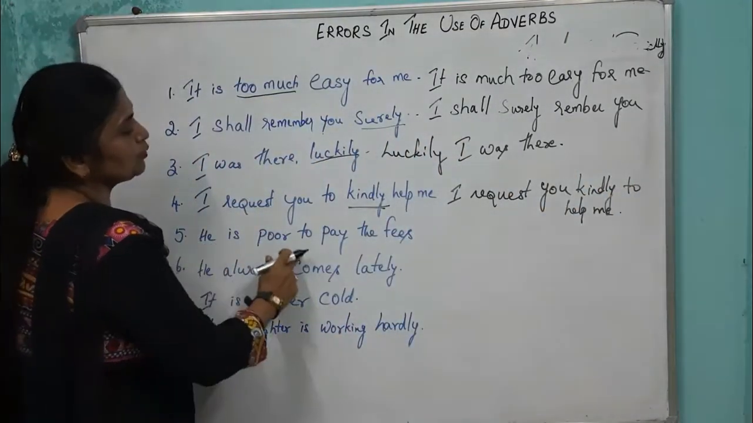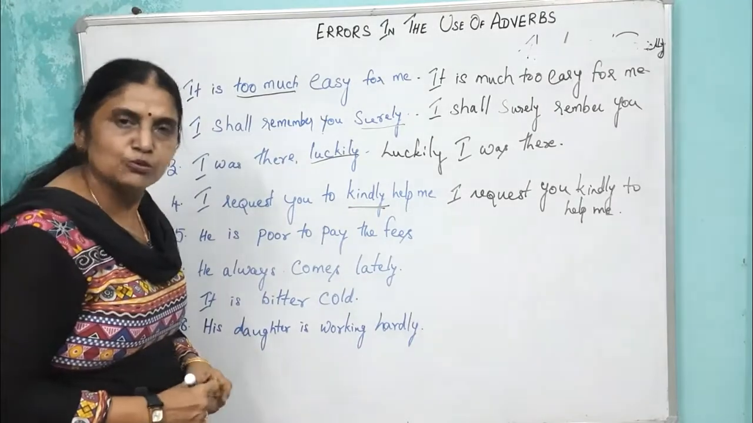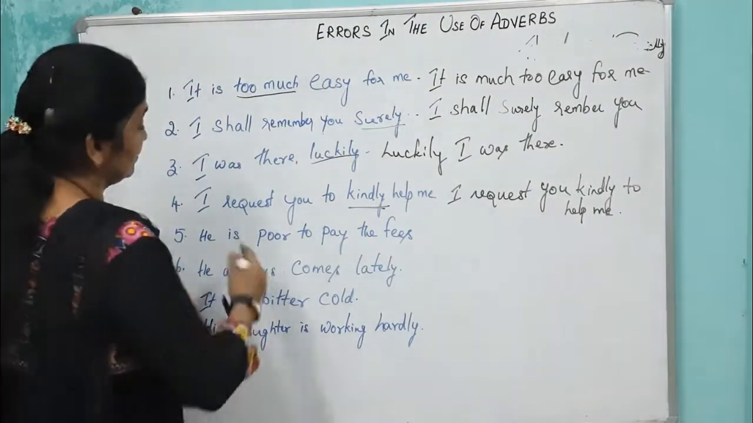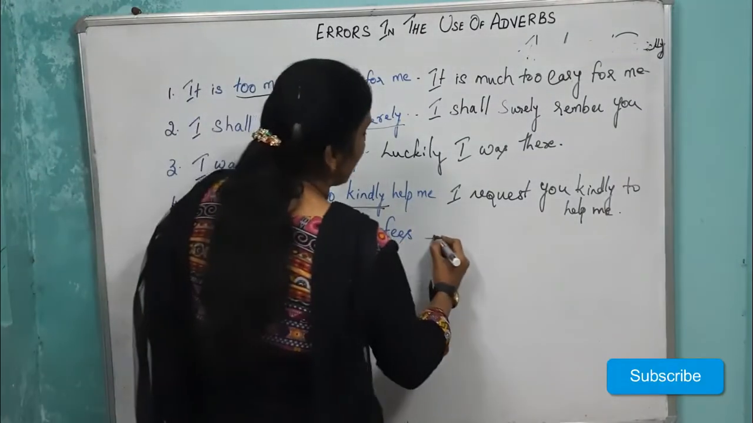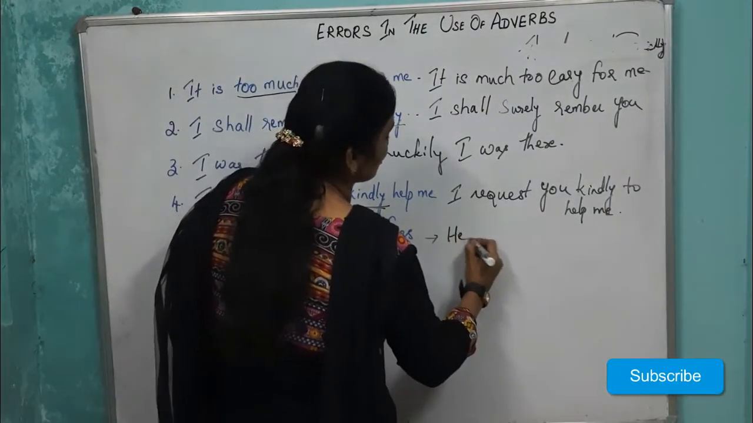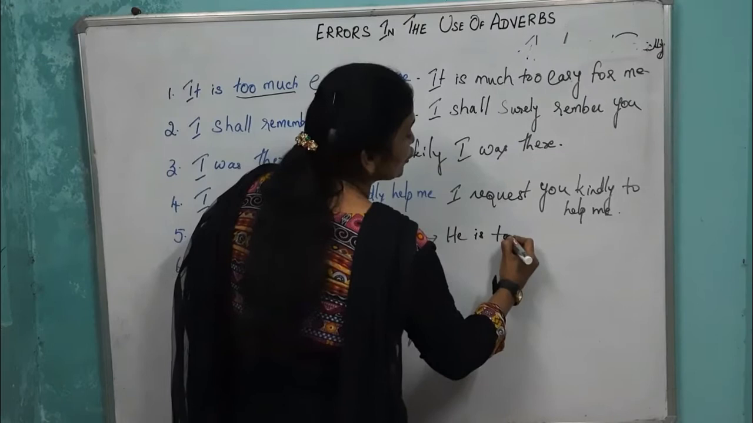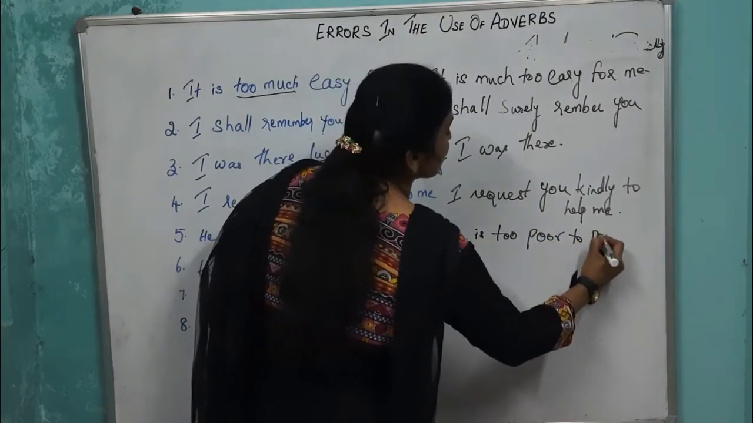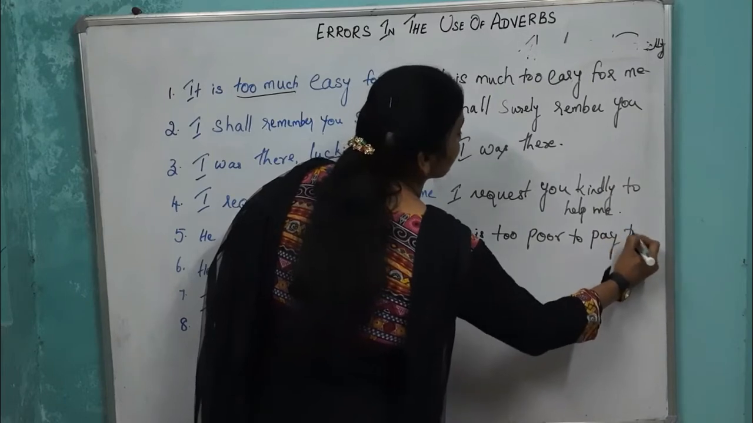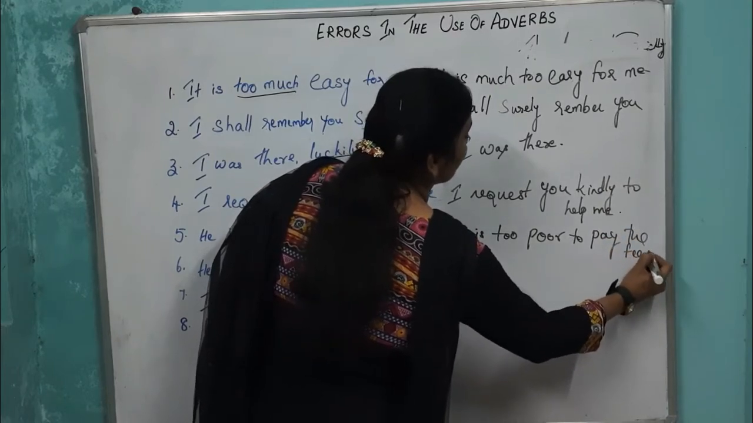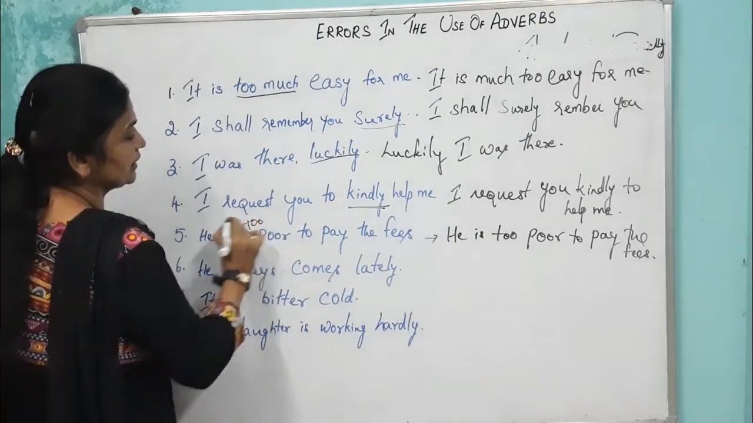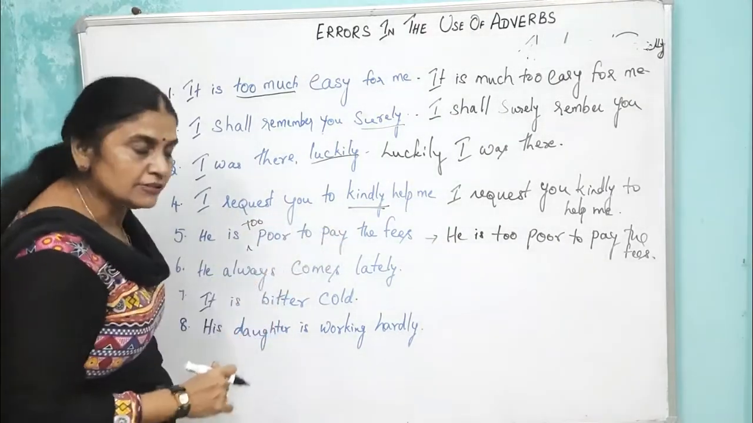Next, he is poor to pay the fees. He is poor, so he cannot pay the fees, you say. But there is no adverb in this sentence. So you have to say, he is too poor to pay the fees. So you have to add too here. He is too poor to pay the fees.